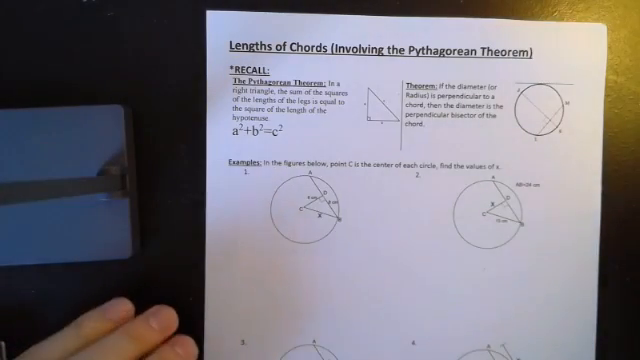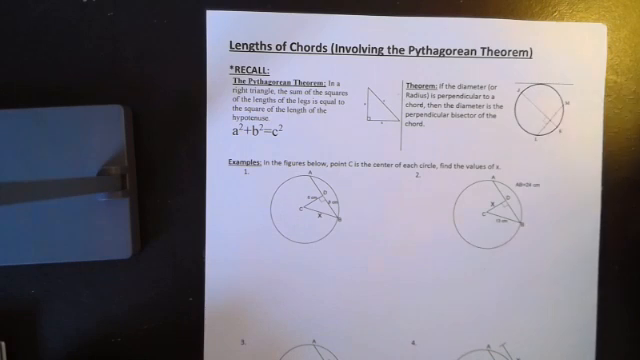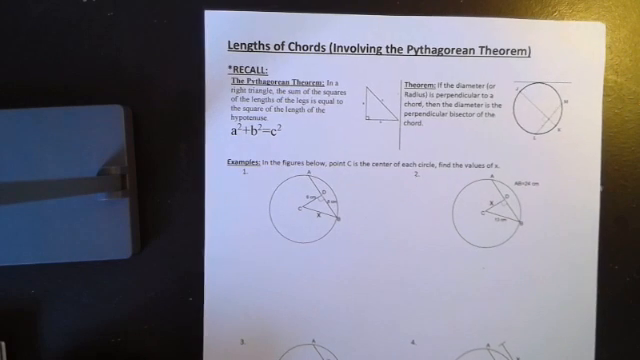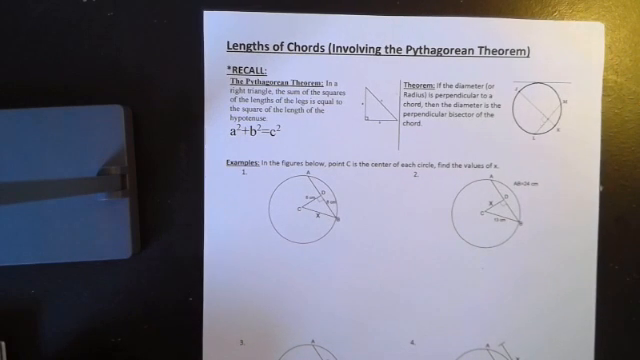Hi everyone. So today we're continuing to work with lengths of chords, similar to what we did yesterday. However, today we're going to involve the Pythagorean theorem and finding segment lengths within circles. So that segment length could wind up being the radius of the circle, the length of a chord, part of a chord, or possibly even the distance from the center to a chord.